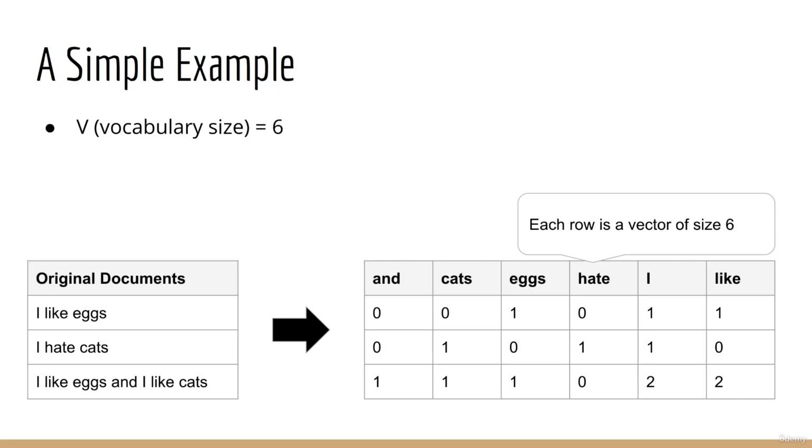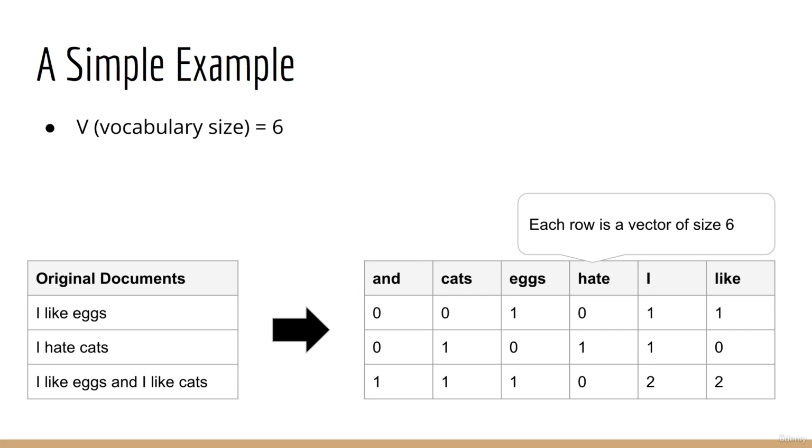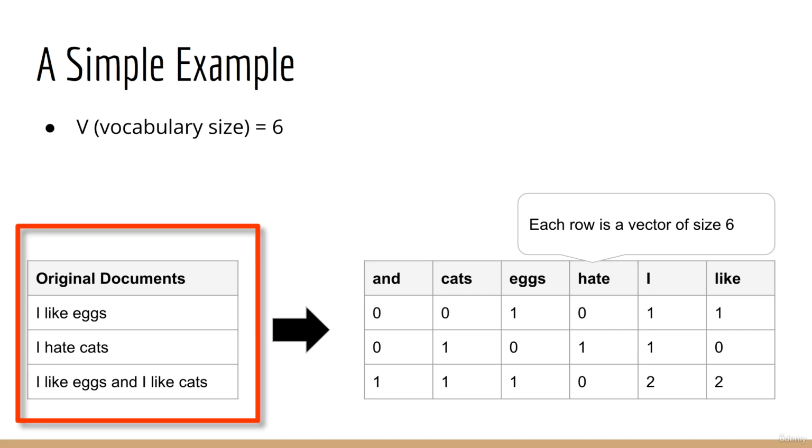So let's go through a very simple example just to demonstrate how this works. Let's suppose that we have a very simple vocabulary with just 6 words: I, like, and, hate, eggs, and cats. Now suppose that our documents are as follows.